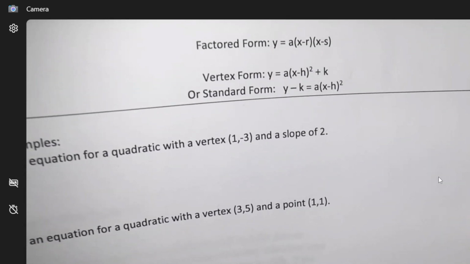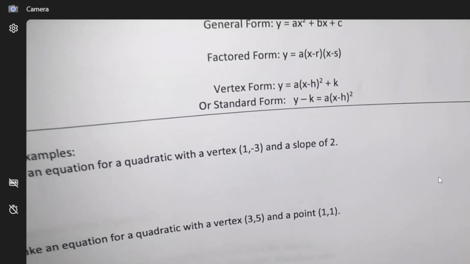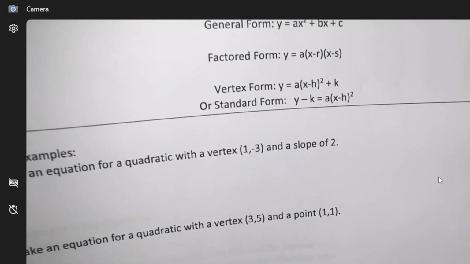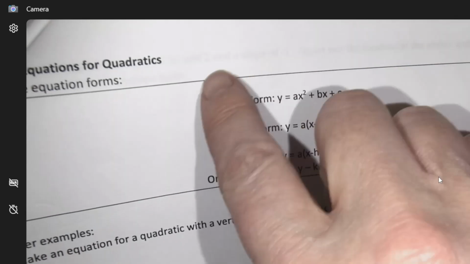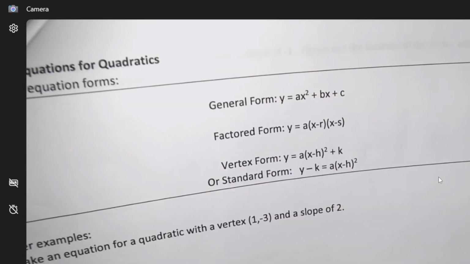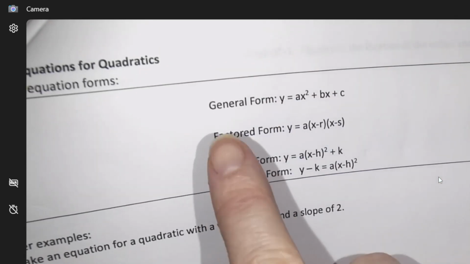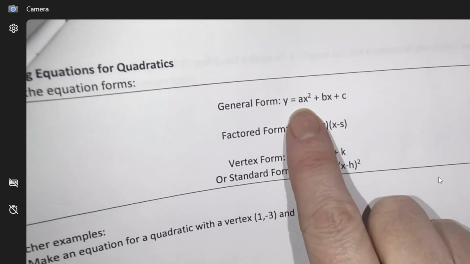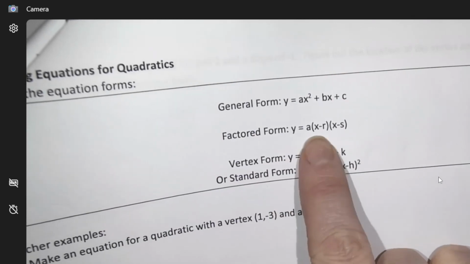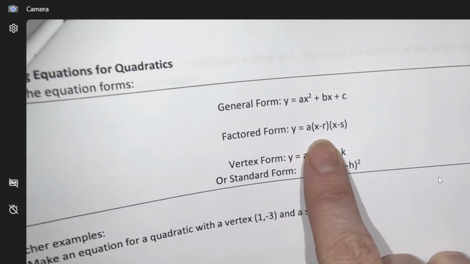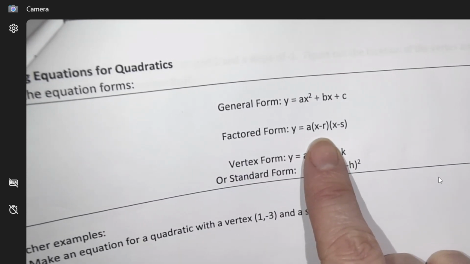Okay, making an equation, I have on here for you what kinds of equations you could make. So you will get this from me on the test, like it would be a formula sheet kind of thing. Okay, so we could go y equals ax squared plus bx plus c. That's called general form. We could do factored form, and you guys know how to factor, which gets you x-intercepts.